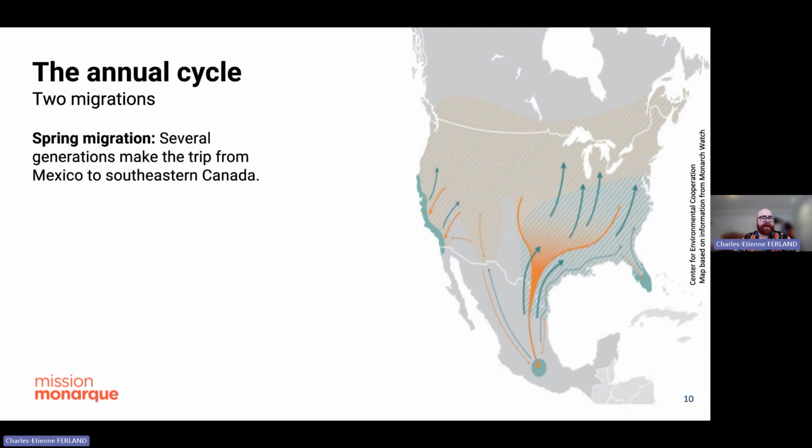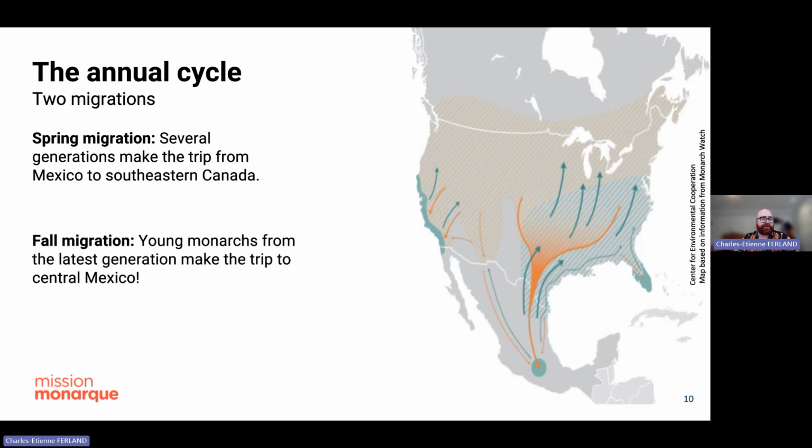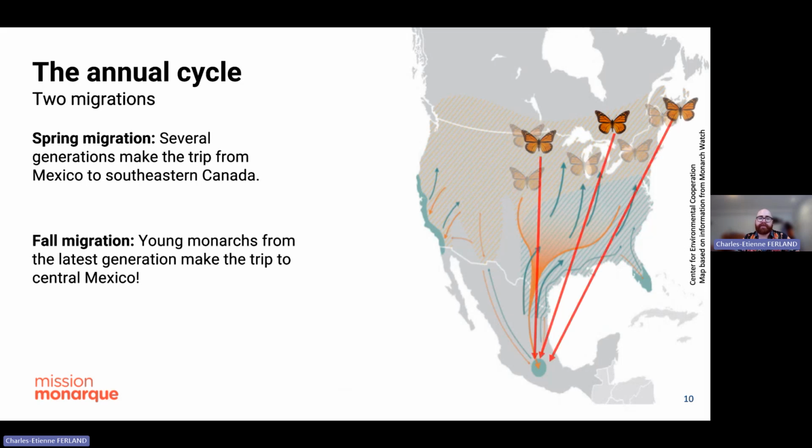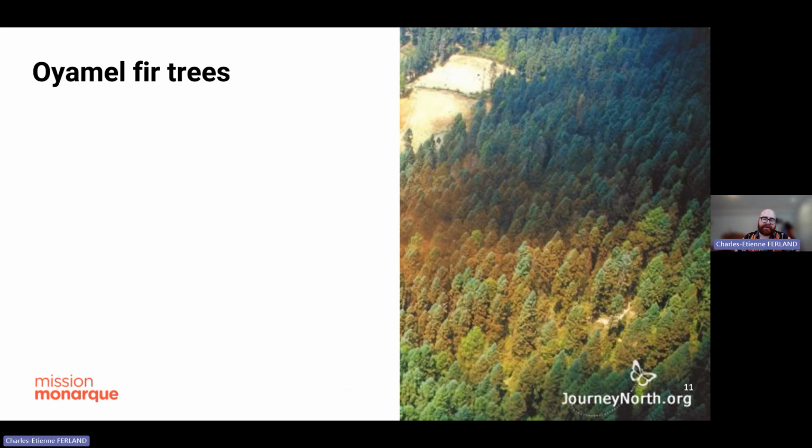So let's take a look at the spring migration. It takes several generations to make the trip from Mexico to southeastern Canada. And in the fall, the young monarchs from the last generation make the trip to central Mexico. So it's the same butterfly leaving northeastern Canada, going all the way to Mexico. And that's a trip of 4,500 kilometers. I'll talk about the dangers along the way in a couple slides.